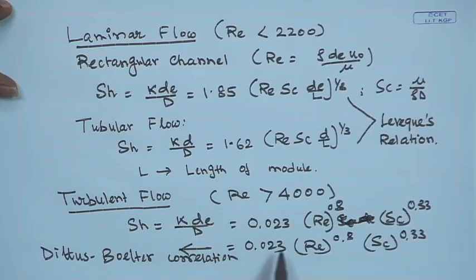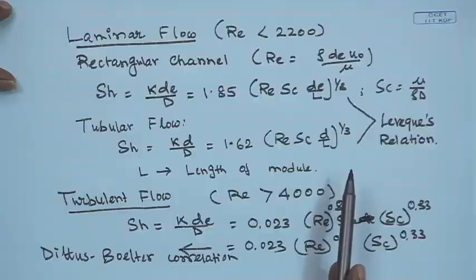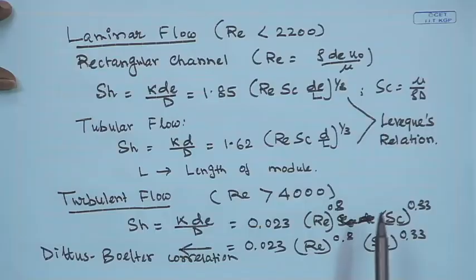Now, this correlation is obtained from the heat and mass transfer analogy, and it may be noted that the Leveque equations are basically relations obtained from theoretical calculations from the fundamental theory, from basic principles, first principles. On the other hand, in the case of turbulent flow, the Dittus-Boelter relationship is obtained from correlations. So, it is not a relationship, it is a correlation, and it is generally obtained from the analogy between heat and mass transfer.